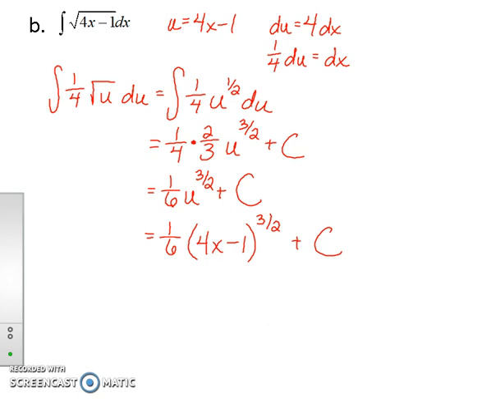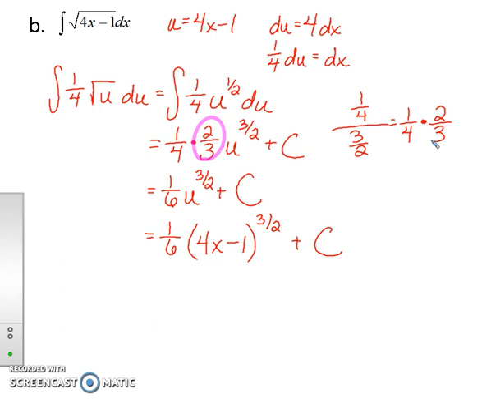If you're wondering at all where this 2/3 came from, I would have had 1/4 divided by 3/2 when you do old coefficient divided by new exponent. So keep change, flip that, you get 1/4 times 2/3. So that's where that came from. And then end result, 1/6 times 4x minus 1 to the 3/2 plus c.